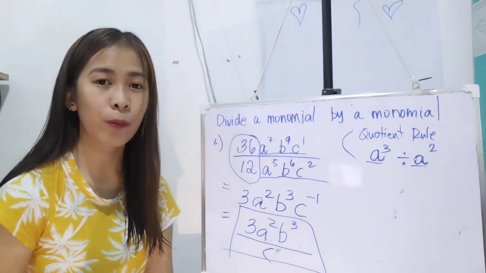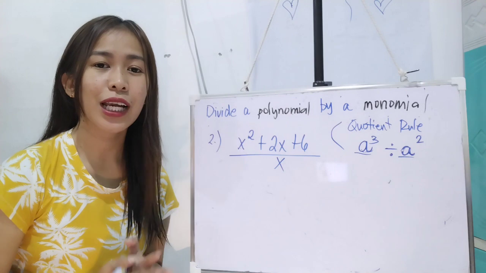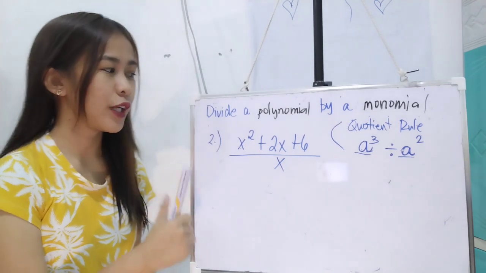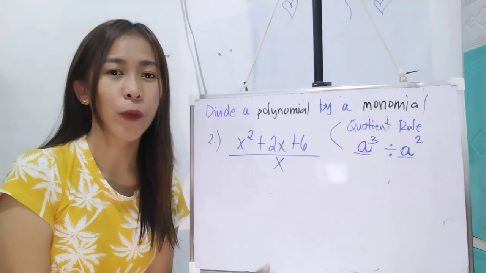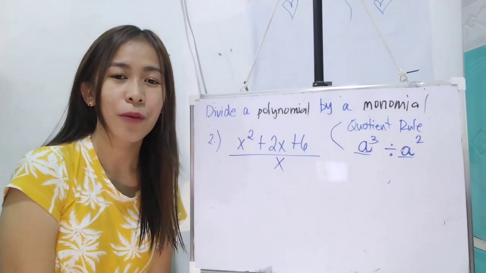Ganun lang kasimple. So, this is our last example. We have here, divide a polynomial by a monomial. So, ito, madali lang dito mga bunso.